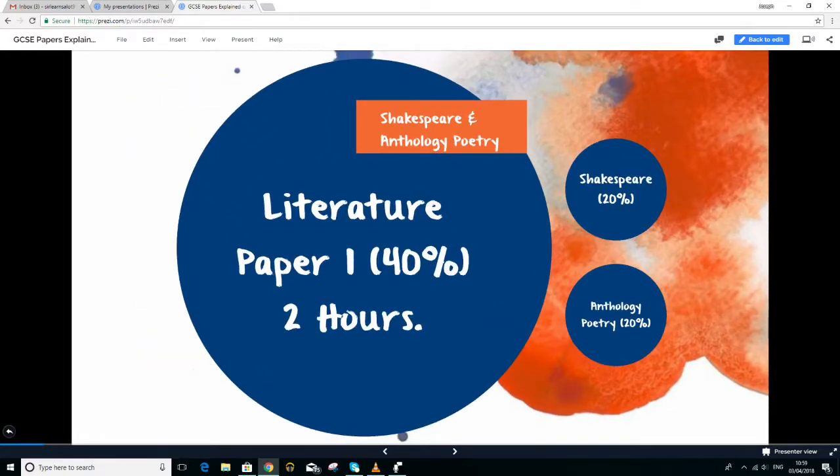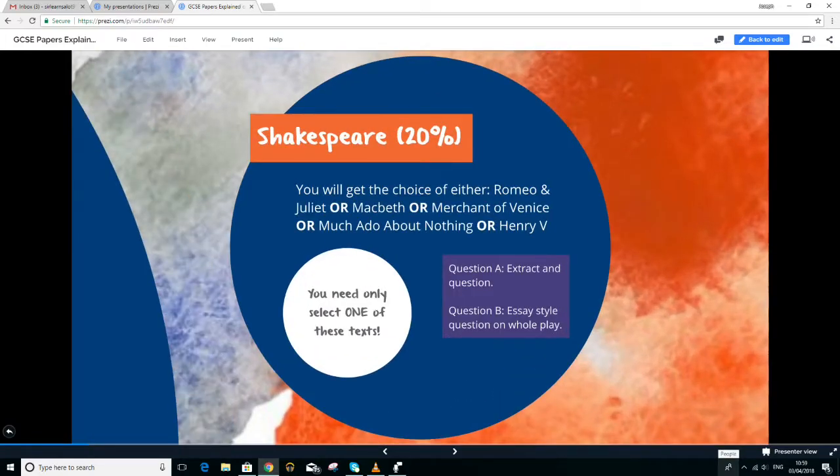Now, your literature paper 1, this is the shorter of your 2 literature exams at 2 hours long and looks at your Shakespeare and your anthology poetry. Okay, both parts of these are equally weighted, so your Shakespeare is just as important as your anthology poetry. Those of you that are good at maths will have noticed that as it is 2 hours long and you've only got 2 sections, you are going to need to use 1 hour for your Shakespeare and 1 hour for your poetry. Now, the way that this works is your Shakespeare, you will answer 1 text's worth of questions.